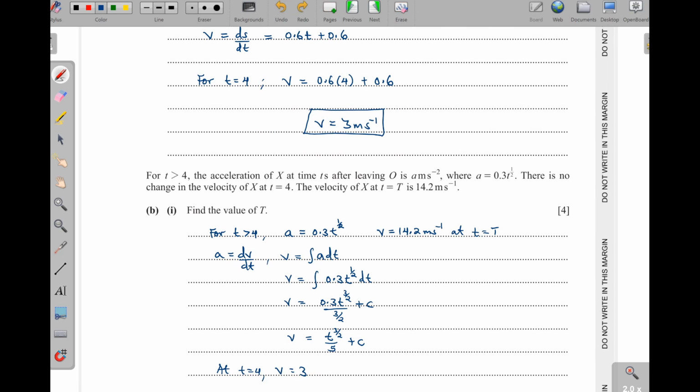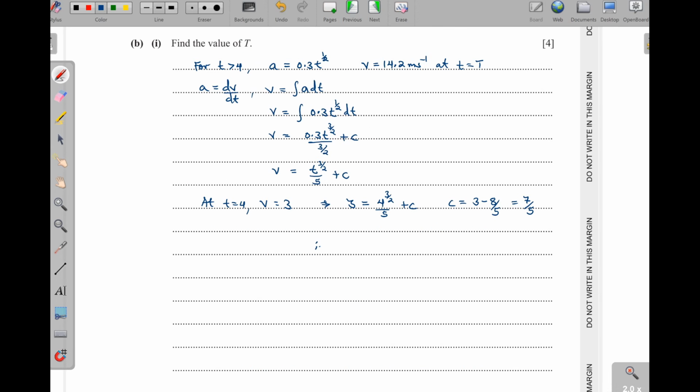All right, now substituting here, this implies that we have 3 equal to 4 to the power 3 over 2 over 5, then plus c. The square root of 4 is 2, then 2 cubed gives us 8. So c is equal to 3 minus 8 over 5. So 5 times 3 is 15, minus 8 will be 7, over 5. So this means that the expression for v is v equal to t to the power of 3 over 2 over 5, then plus 7 over 5, or you can write 1.4.